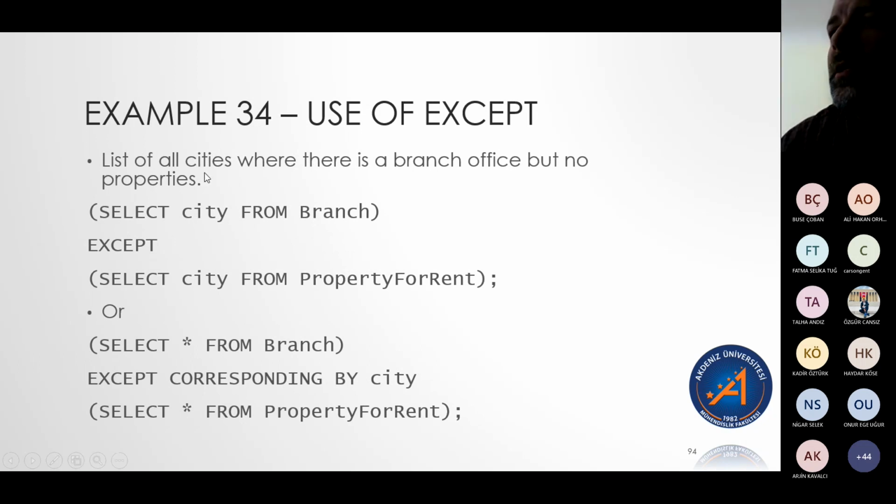Except, we want to list all cities where there's a branch office but no properties. So we're going to give me all the cities from the branch table except those cities that exist in the property for rent table.